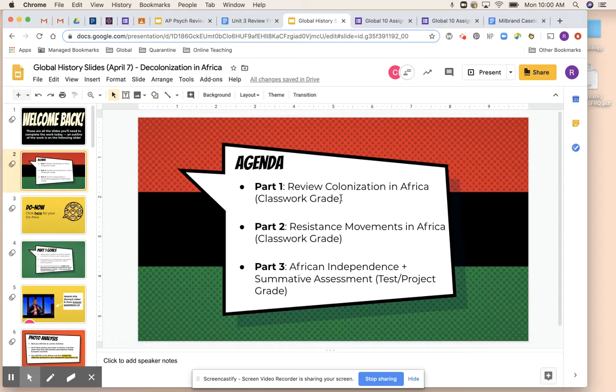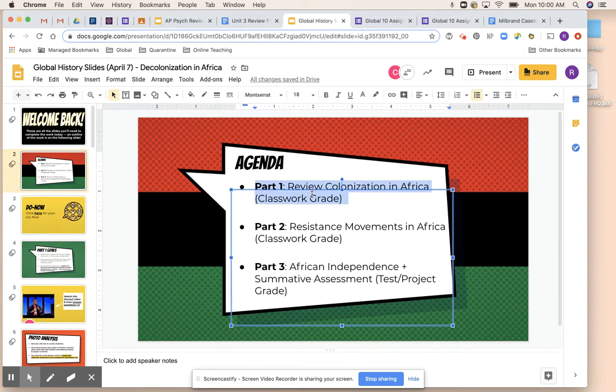So the first thing you're going to be doing is a little bit of review. This is going to be a classwork grade. That means this is important, but it's not going to be as heavy a grade as something else. Then you're going to be looking at how did people resist all the bad things that were happening from colonization, also a classwork grade. And then finally, you're going to be looking at how they gained independence, and then you're going to be doing a summative assessment. That is a fancy word for a test or project grade. It's just a short writing assignment about an enduring issue. This is a test or project grade, meaning it is a little bit more important. So please be sure to do that.